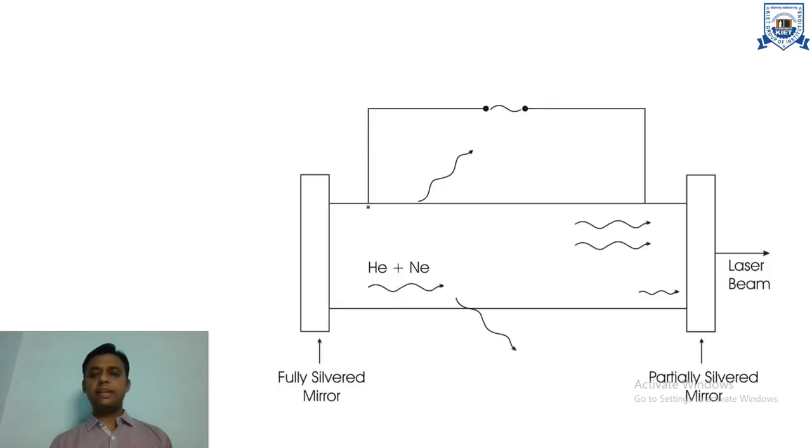We can see here a glass tube in which helium and neon gases are filled in the ratio 7:1. At this end we have fitted a fully silvered mirror, and at this end we have arranged a partially silvered mirror, and the electrical discharge method is used for the pumping action.